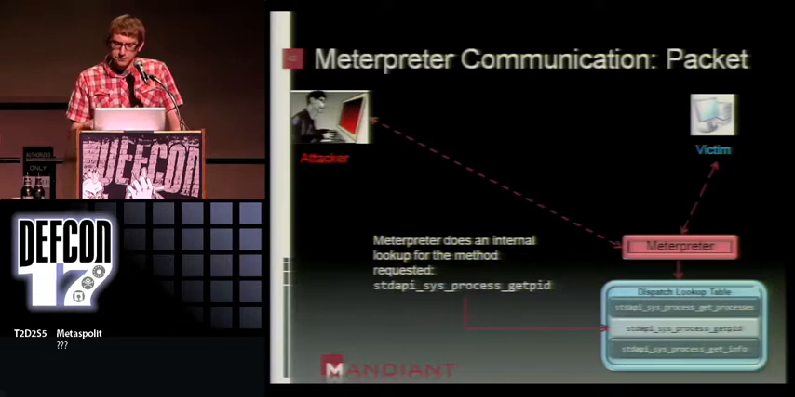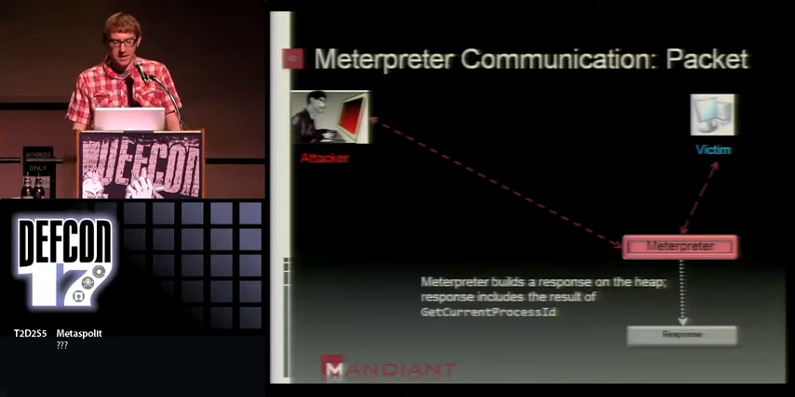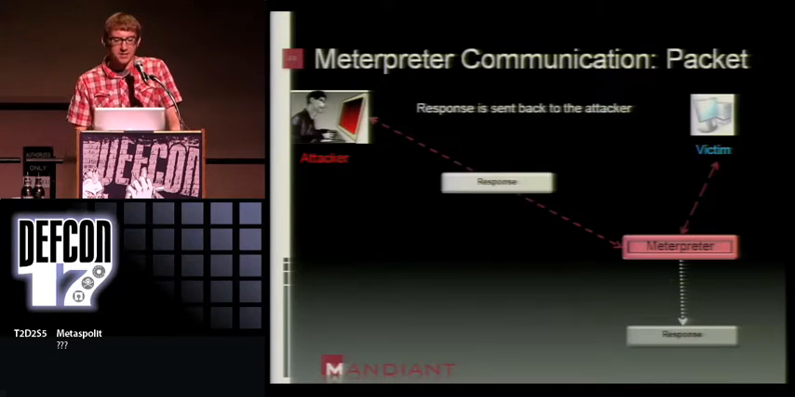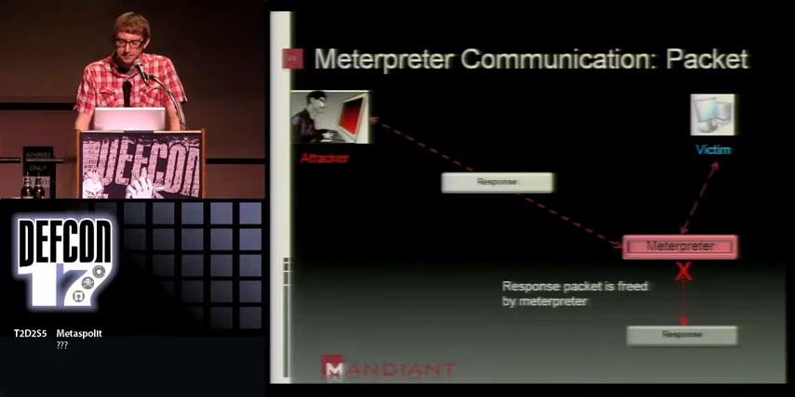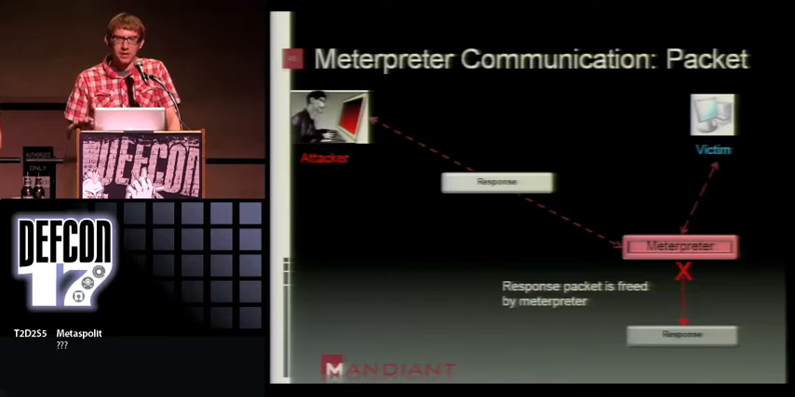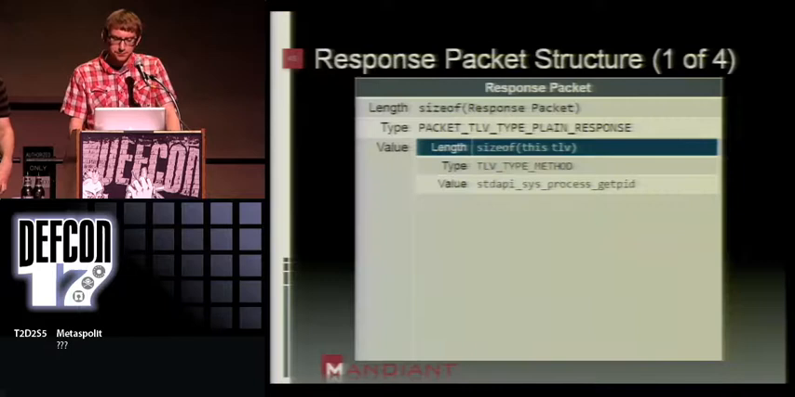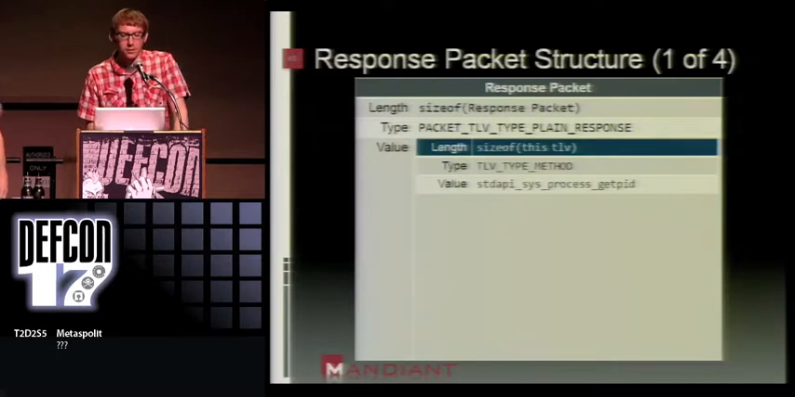So Meterpreter looks up what it has to do in its function dispatch table. It's going to point to get process ID and execute that actual code of get current process ID. It's going to build a response on the heap, then send that response back to the attacker, and then free that packet from the heap. So as you can see, just laid out very quickly, this is basically the Meterpreter communication structure.